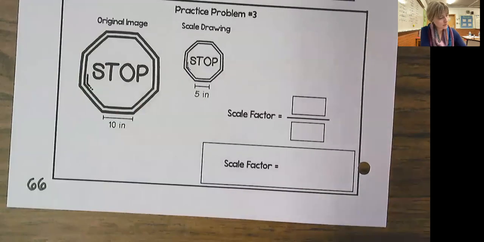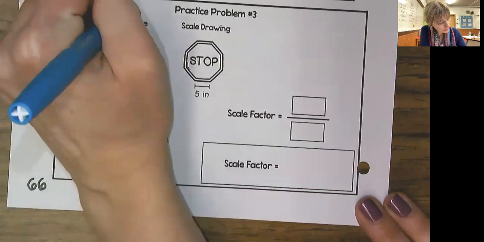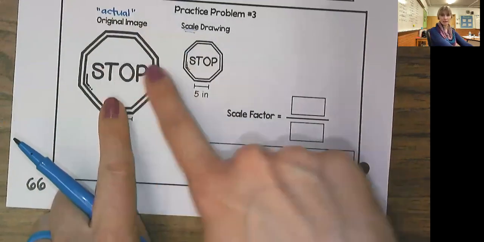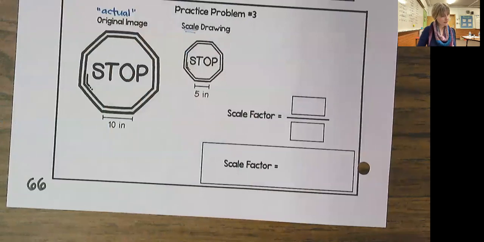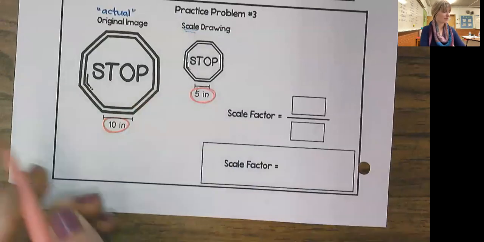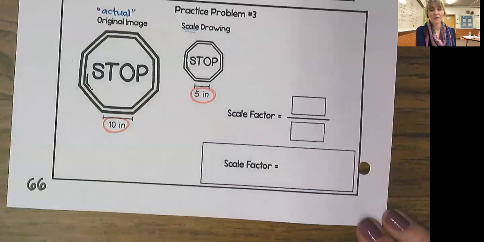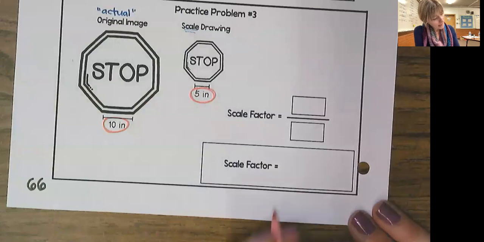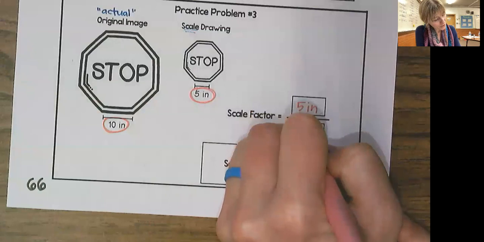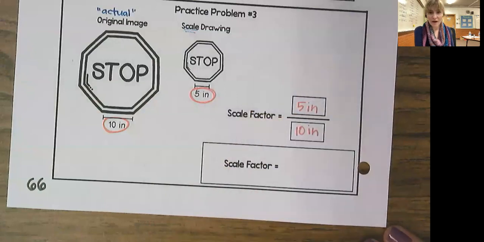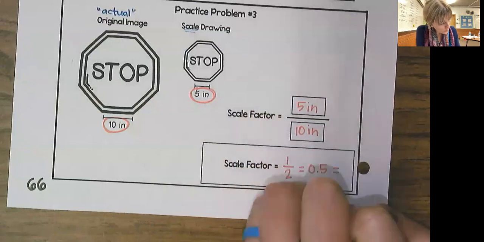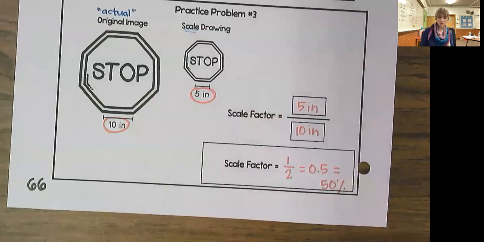Original, what does that mean? That means actual. There's my actual, there's my scale. Right away, I can see that this is a reduction, not an enlargement. And they were nice and only gave me one measurement, so I don't even have to pick. This definitely corresponds with this because they will all be the same. It's a regular octagon. So I do scale to actual. 5/10 is 1/2 or 0.5. Or guess what? This was a 50% reduction.